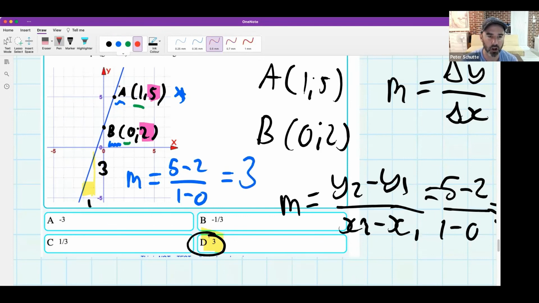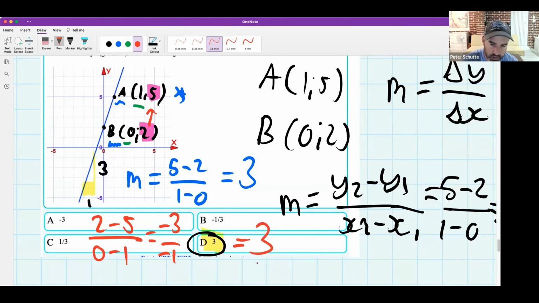But if I started with B, I would have gone 2 minus 5, and then 0 minus 1. In that case, I have minus 3 over minus 1, which is still going to give me 3. So the good news is it doesn't matter. Choose whichever one is useful to you. But once you make a choice to start with something, stay with it. You can't mix and match. So I hope that helps a little bit.